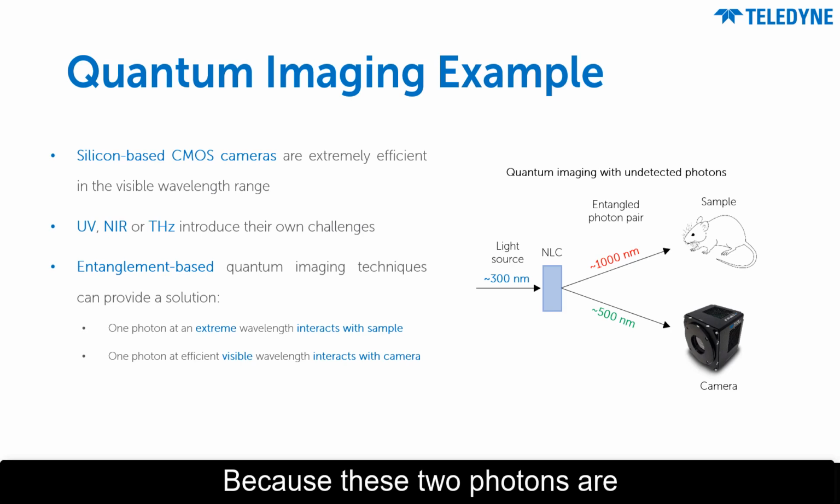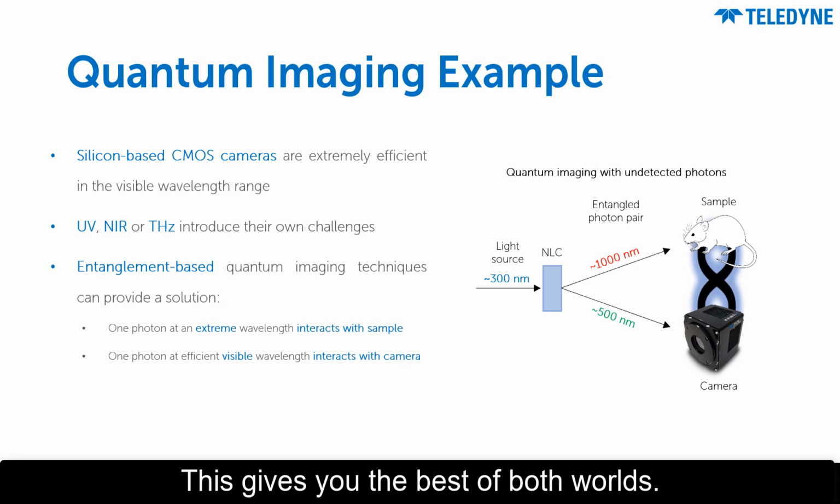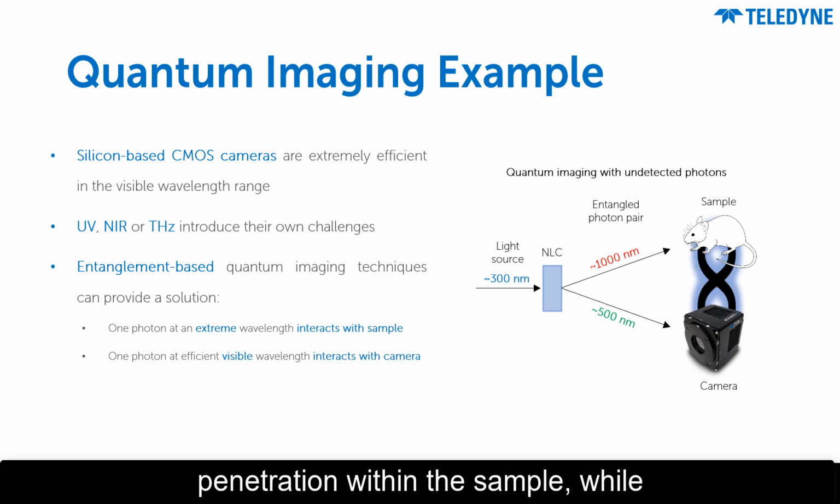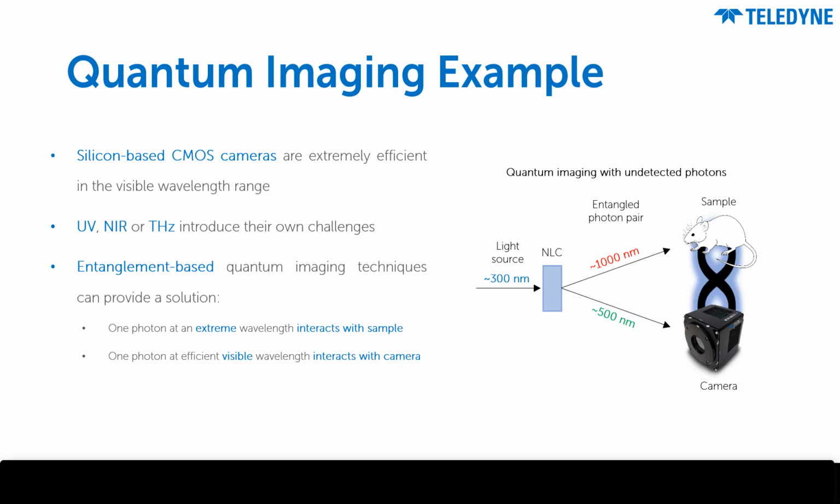efficient. Because these two photons are entangled, whatever occurs to one photon occurs to the other. You're effectively imaging the sample at 1000 nanometers and detecting the image at 500 nanometers. This gives you the best of both worlds, where you have reduced scattering and better penetration within the sample, while you're maximizing detection and efficiency and sensitivity at the camera. This is the quantum imaging with undetected photons.